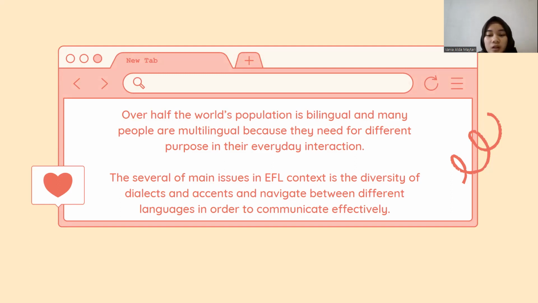In the EFL context too, learners may need to navigate between different languages in order to communicate effectively, and they can use code switching, which means the practice of alternating between two or more languages within a single conversation.